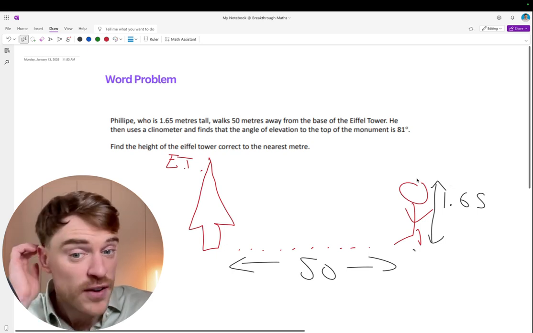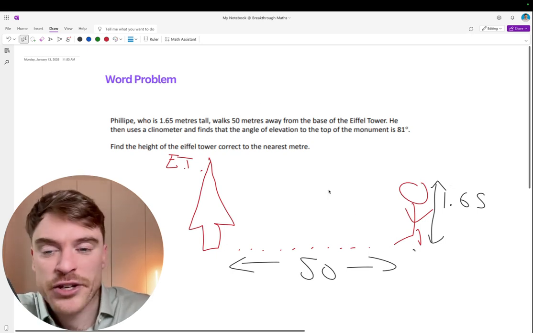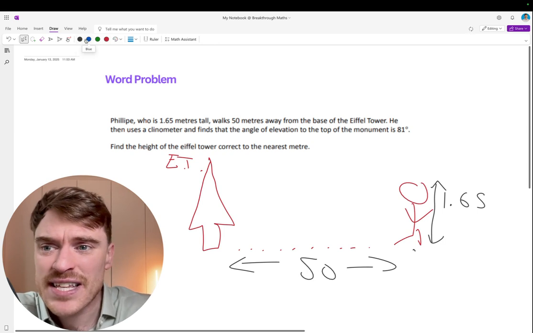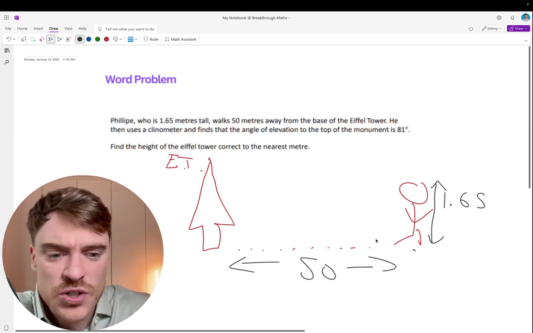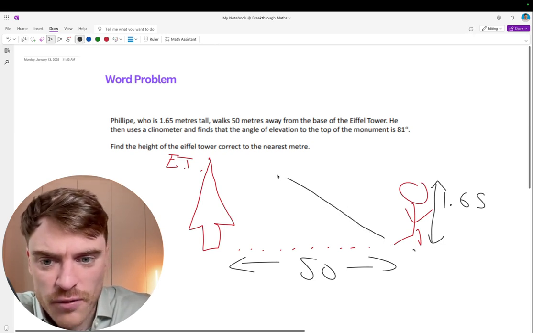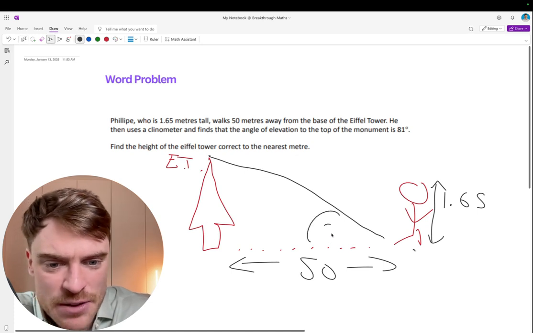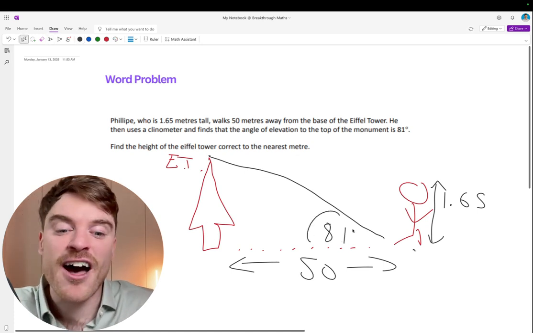He then uses a clinometer and finds the angle of elevation to the top of the monument is 81 degrees. What's the angle of elevation? It is up to here. So look, from here to the top is 81 degrees. Find the height of the Eiffel Tower.